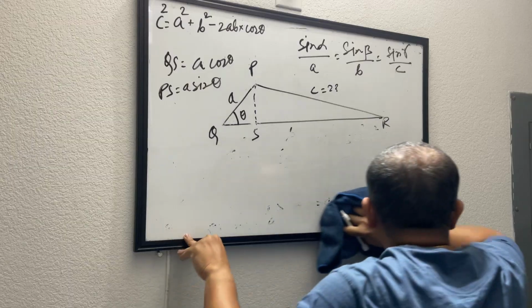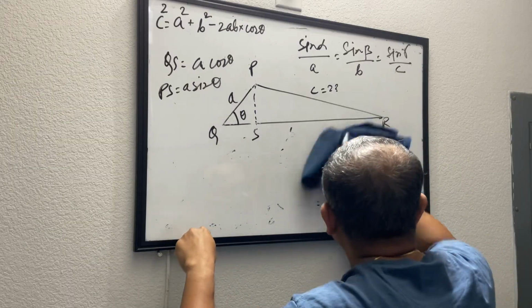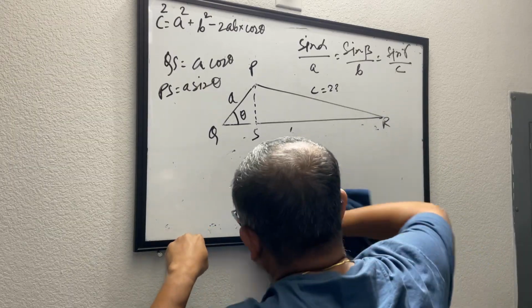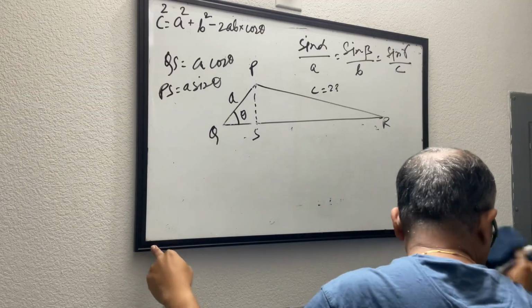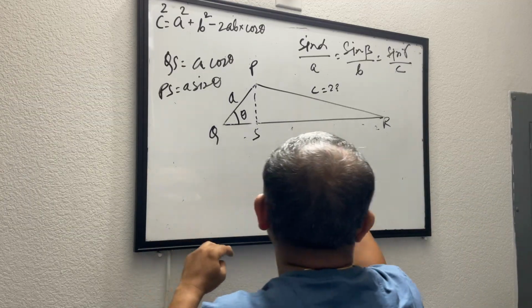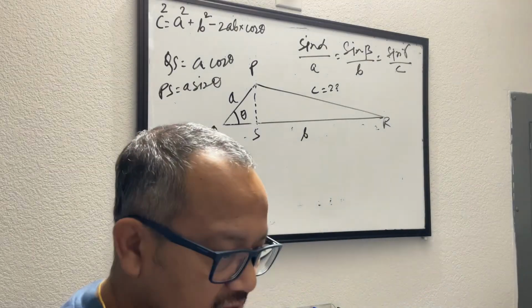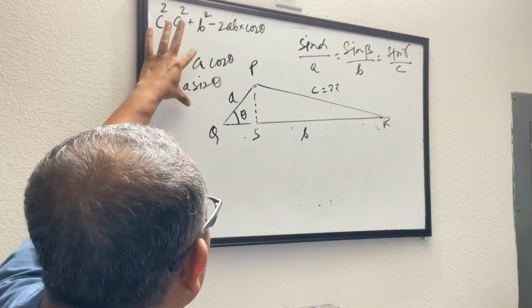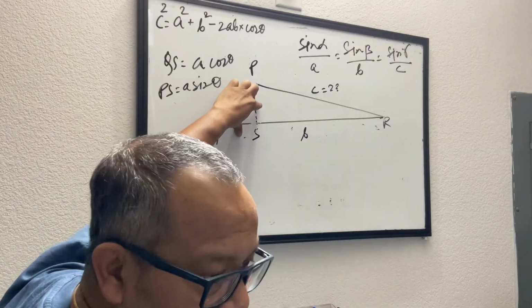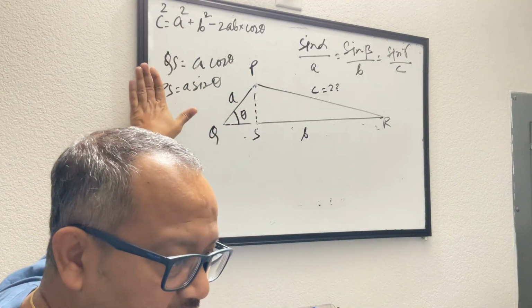I will go as slow as possible, and stop me, or keep stopping me, until you are convinced. So this side from here to here is B. Whatever I said, only keep these two things with you, which we have found from this triangle, which I have written down.